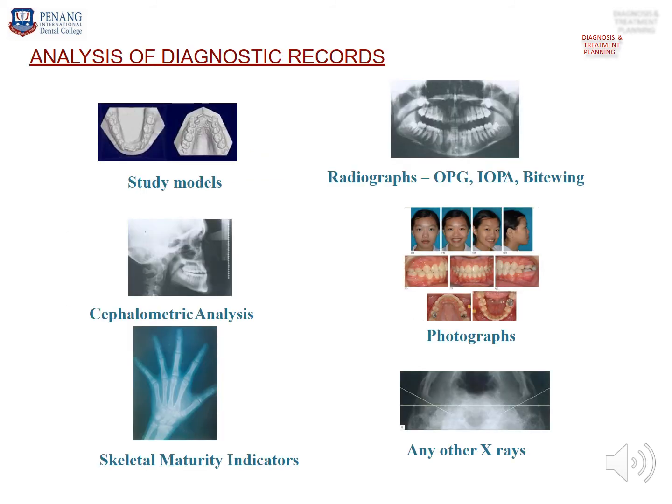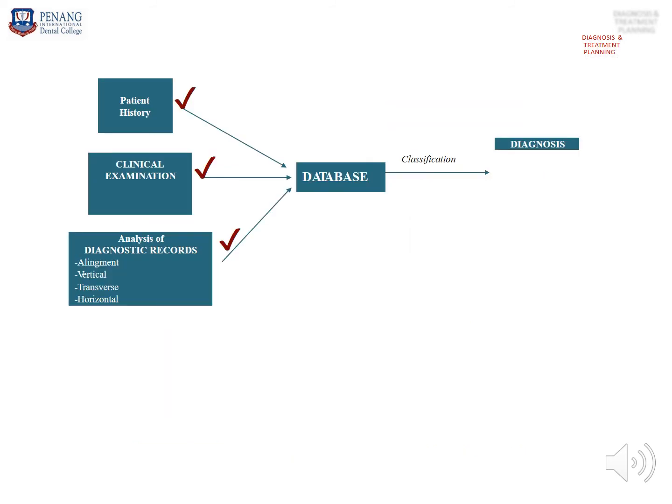Okay, what is the most important diagnostic record? Usually in the exam question, we will ask you to list down the diagnostic records for treatment planning. So you just write study model, cephalometric analysis, skeletal maturity indicators, radiograph, photograph, and any other x-rays. Okay, now we already finished the diagnostic records.